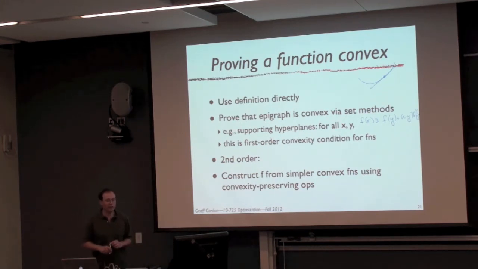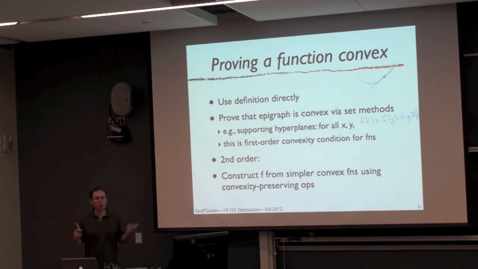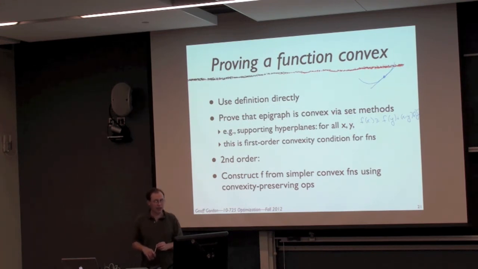So if we showed that for every x and y, well, that's the supporting hyperplanes at every boundary point of the epigraph. And so if it has that supporting hyperplane at every boundary point and the other conditions of the partial converse are true, then you get convexity, right? But this particular example is important enough that people sometimes write it as the definition of a convex function. And it's called the first order convexity condition for a function.